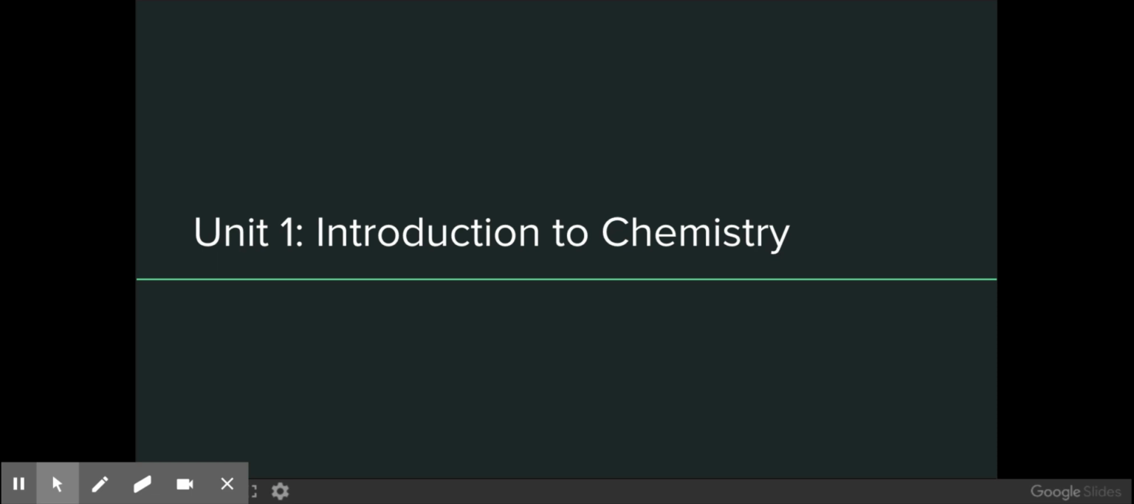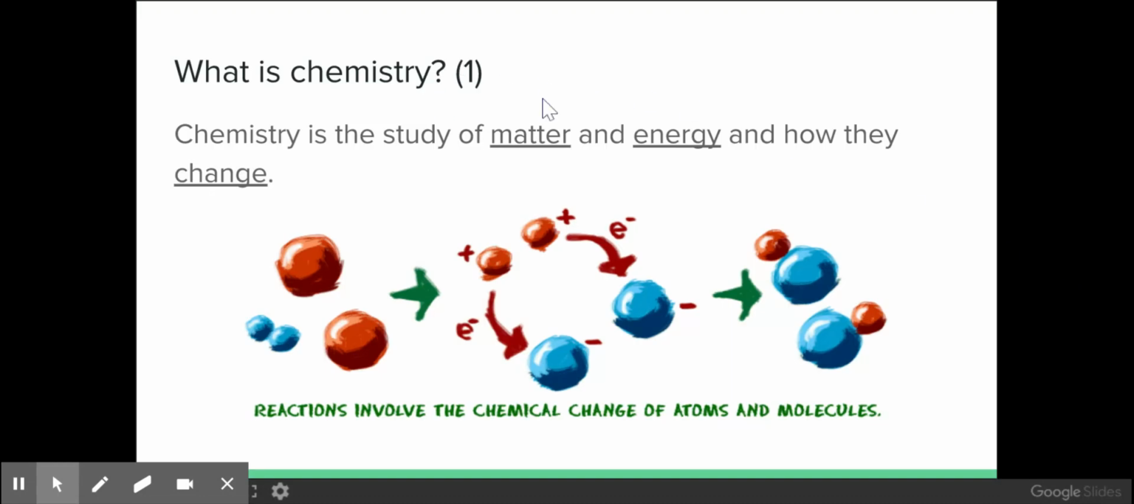Okay, our first unit is going to be our introduction to the class, introduction to chemistry. You'll notice as I advance through the slides that each of the slides has a number, and that number corresponds to the page number of the guided notes that I have posted on Canvas. So at any point that you want to use those as a reference for what we're doing, that's just why I included those in the slides.